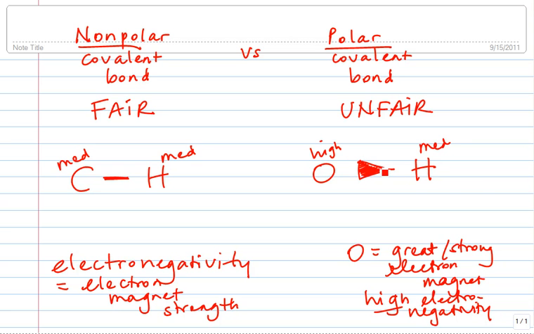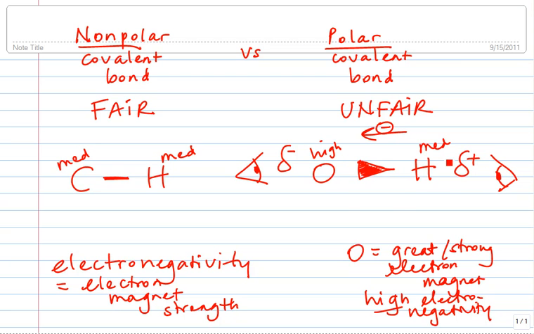They're still sharing, but the sharing is unfair. The electrons will spend more of their time near the oxygen and less of their time near the hydrogen. So if I eyeball this bond from this side, I will see more negativity, which we say slightly negative, delta negative, than if I were to eyeball this bond on this side. Of course, anytime you hog negative electrons, then what's left behind is slightly more positive. So we call that delta positive.